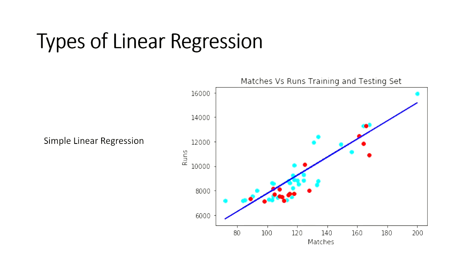answer. So we have types of linear regression, where we have a simple linear regression. This is matches versus runs in a training and testing set of just a cricket match, and how it has tried to plot the optimal line, which says that a player needs to play a certain amount of matches for him or her to have a certain number of runs.